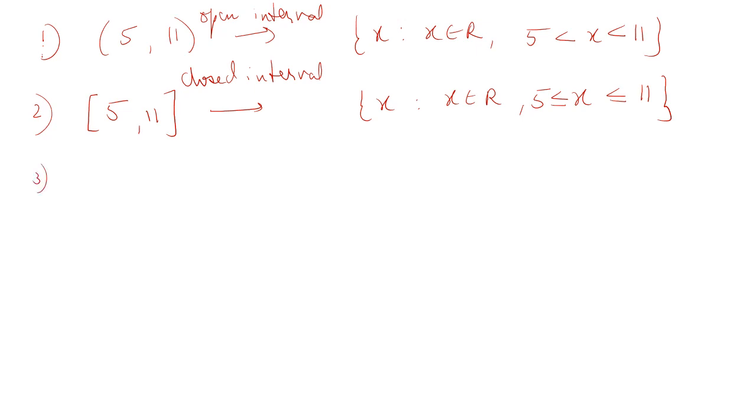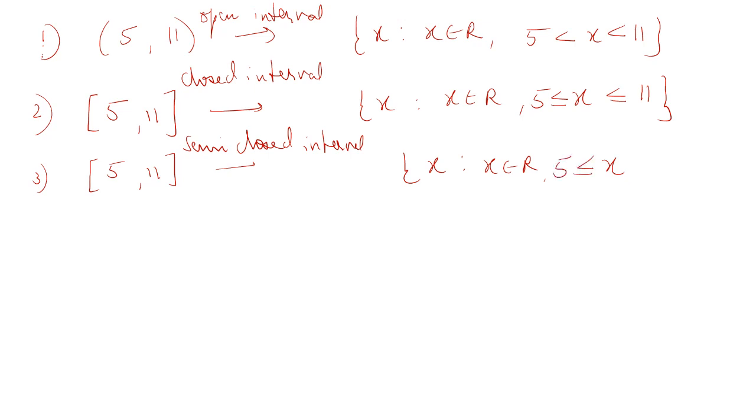Then the third interval is called a semi-closed interval. How do we write this semi-closed interval in set builder form? x such that x belongs to R, x is greater than or equal to 5, 5 is included. Sorry, here it is a small bracket, and less than 11. So we call it a semi-closed interval. This is the small bracket.